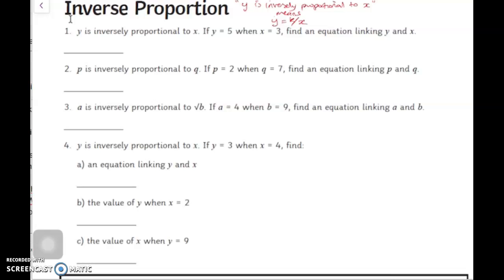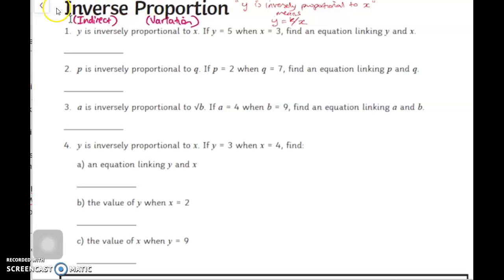Hi Ken, this is the inverse proportion homework from yesterday. Now you would have heard me use the word indirect proportion, and it's referring to the same thing. So inverse proportion can also be called indirect proportion, or another word for proportion, we also refer to as variation. So we can call it inverse proportion, inverse variation, indirect proportion, or indirect variation. These are all referring to the same relationship.